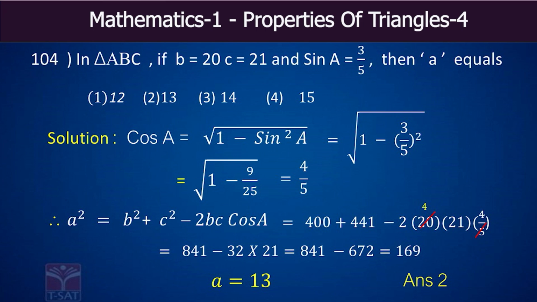So A square is equal to B square plus C square minus 2BC cos A. That is 400 plus 441 minus 2 into 20 into 21 into 4 by 5. So which is, after simplification, you get 169. So the answer is A is equal to 13.